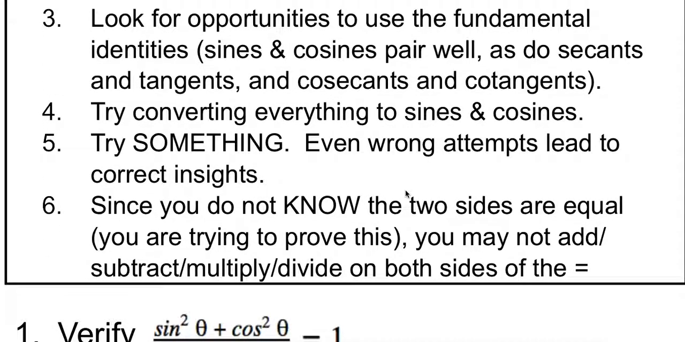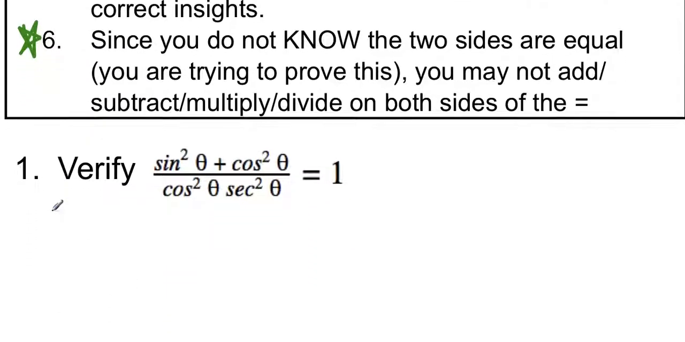Now, the last important thing, I want to be really, really clear about this. You do not know that the two sides are equal. I know there's an equal sign between them, but they're saying we want to prove this is equality. You're trying to prove this equality. We don't know it for certain. So we cannot add or subtract things to both sides of the equation. We can't multiply or divide both sides of the equation by something. You have to work with the left side of the equation separately from the right side of the equation. So no crossing stuff over because we don't know that they're equal. That's what we're trying to prove. All right, let's dig into this.